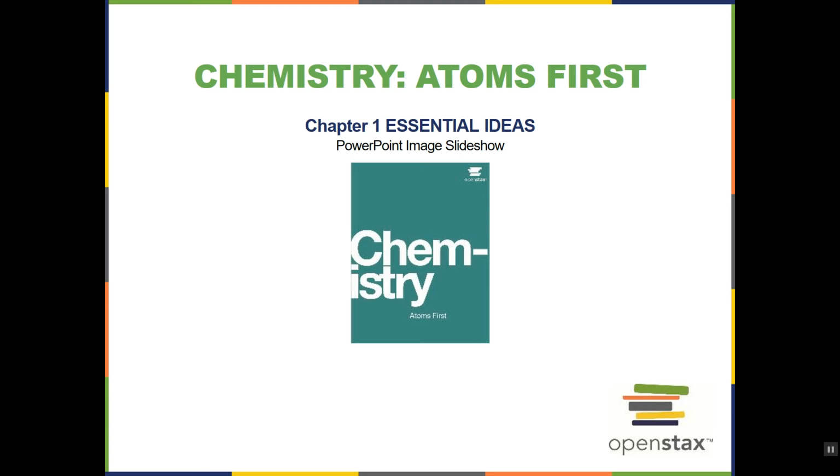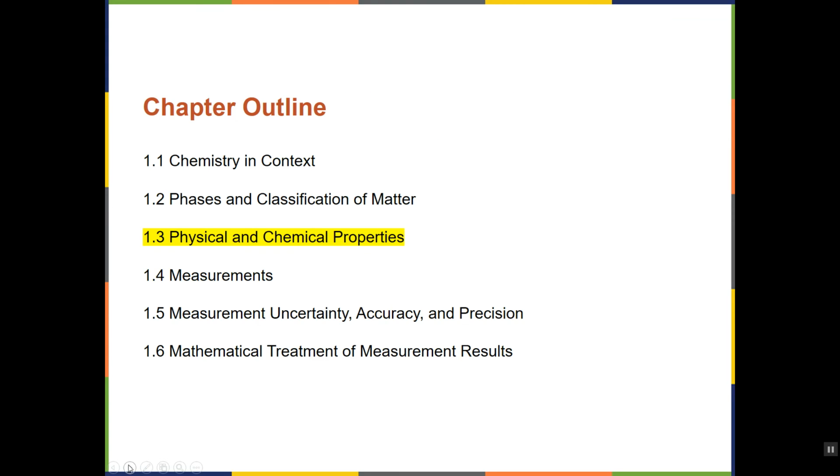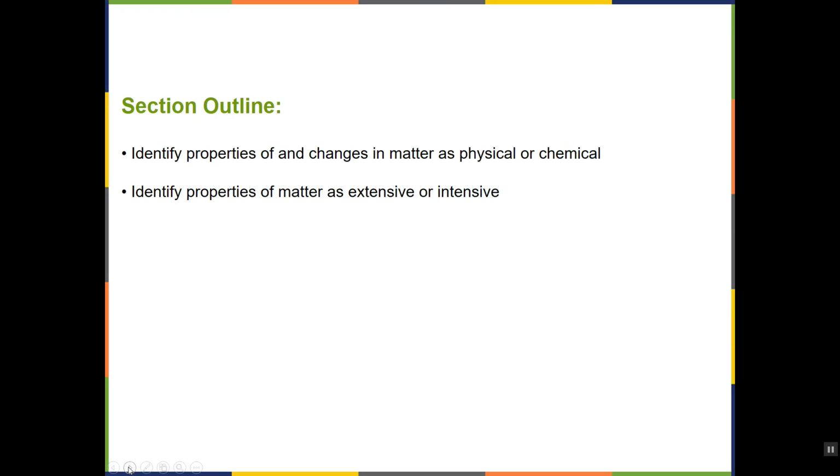Okay, here we go with Chapter 1, Section 3. And we are looking at physical and chemical properties. In this section, we are going to identify properties of and changes in matter as physical or chemical. And we're going to identify properties of matter as extensive or intensive.